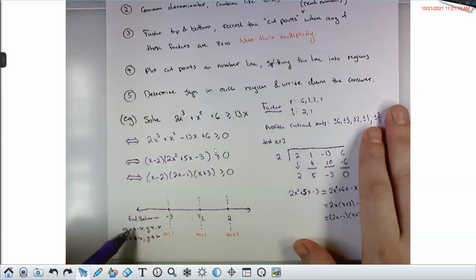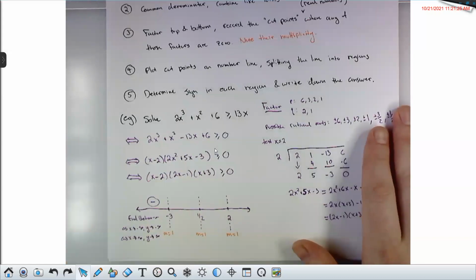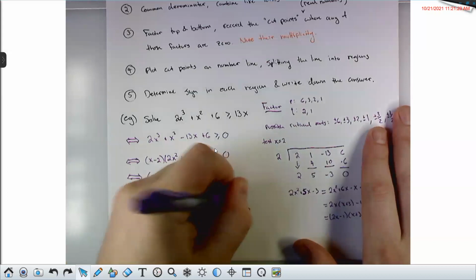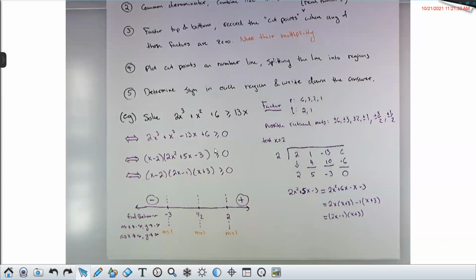In particular, as x goes far off to the left, y goes down, which means we are negative in this region. And the second piece here actually tells me that we're positive in this region. So I can get those 2 signs just from the end behavior. And then I can fill in the rest of these using multiplicity.